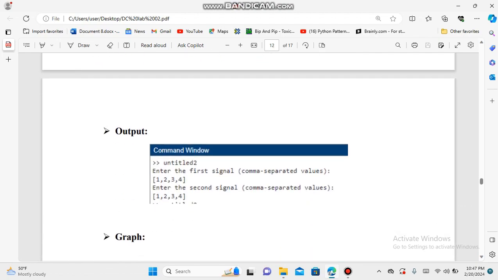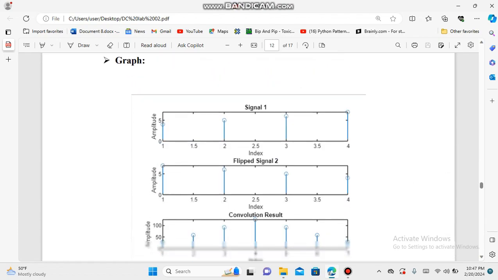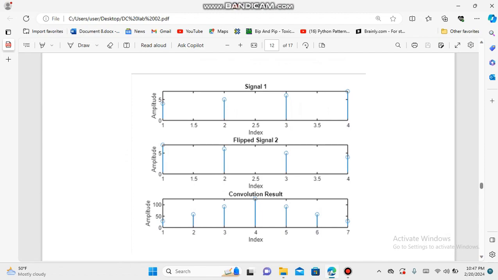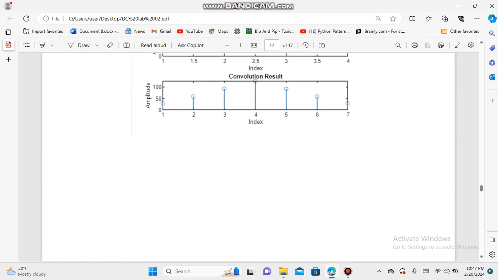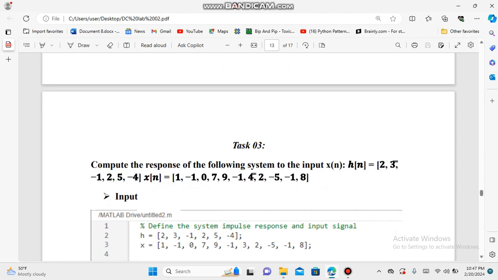In the output, we set up the same signals in the command window. We use the same two signals: 1 2 3 4 is signal 1, and 1 2 3 4 is signal 2. This graph shows the convolution result of signal 1 and the flipped signal, which is signal 2. It shows the flip, the right shift, and then performing the operation to get our required result.